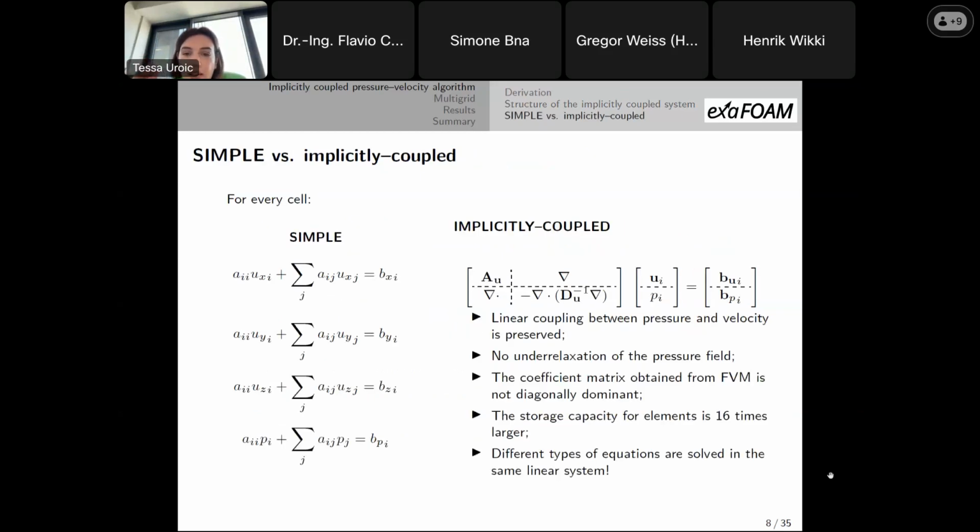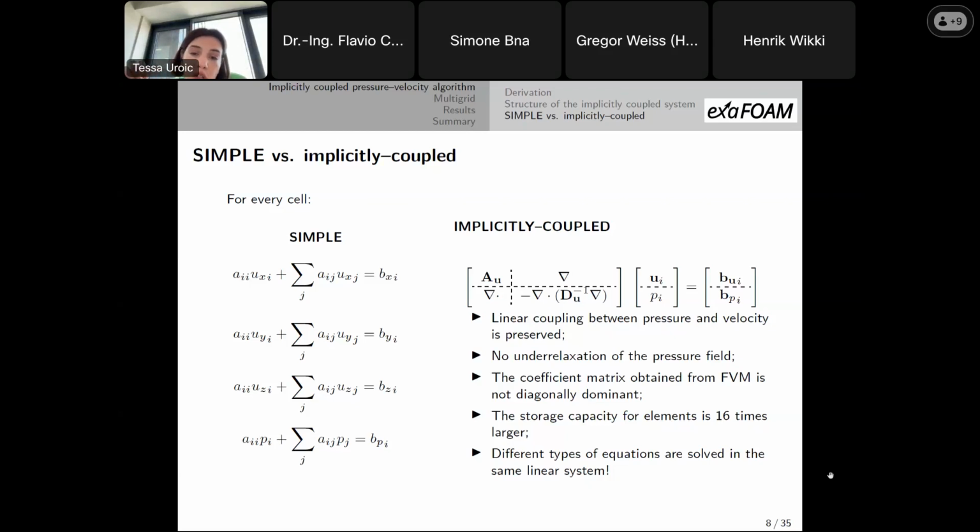So the advantage of implicit coupling is that we preserve linear coupling between pressure and velocity, meaning that we do not have to use under-relaxation for the pressure field. However, the disadvantage is that the coefficient matrix obtained from the discretization will not be diagonally dominant, which is ensured in the SIMPLE algorithm. The storage capacity is also 16 times larger, since there may be some zero elements in the block coefficients representing the coupling between the variables.